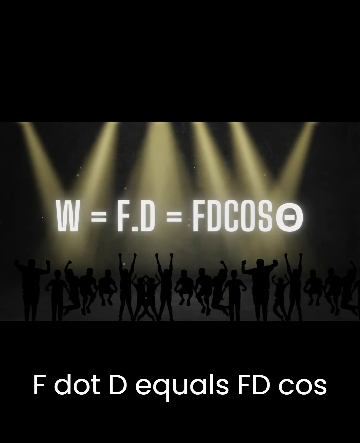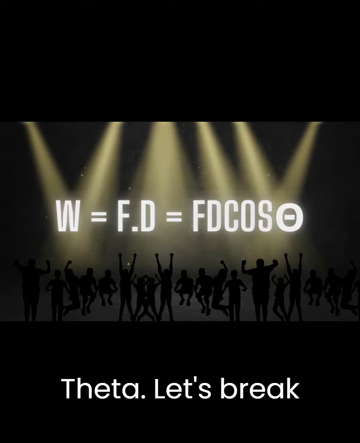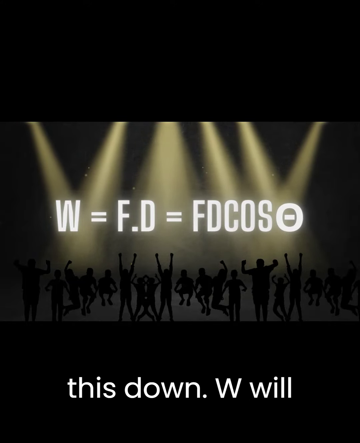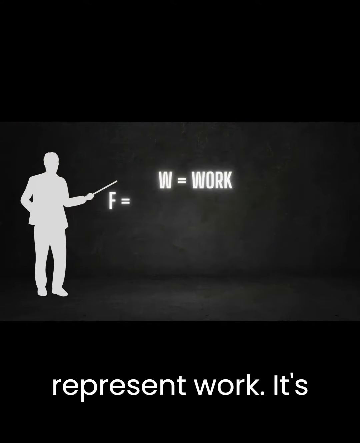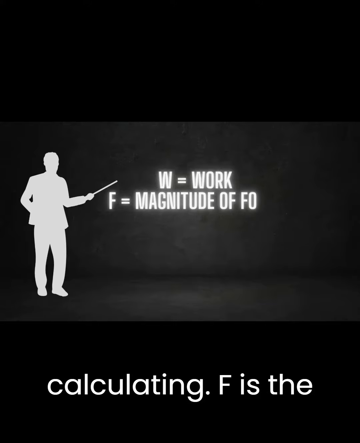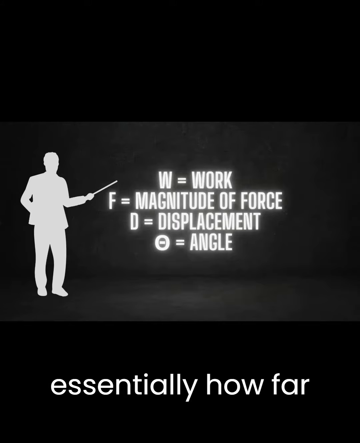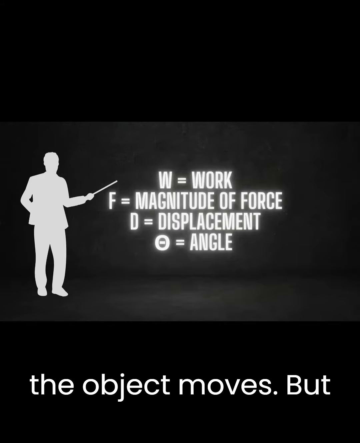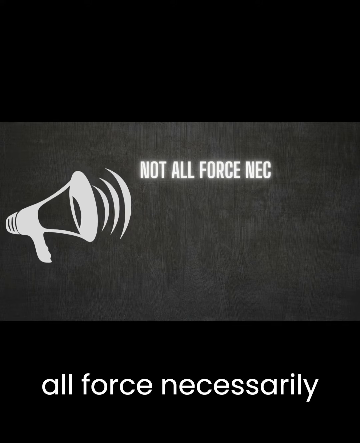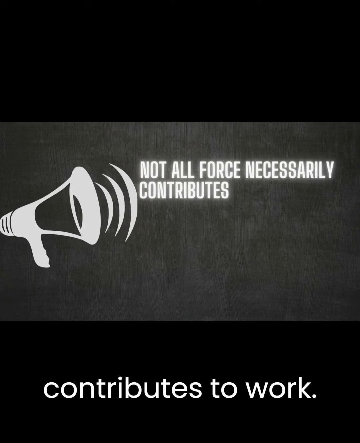W equals F dot D equals Fd cos theta. Let's break this down. W represents work. It's what we are calculating. F is the magnitude of the force applied, and D is the displacement, essentially, how far the object moves. But there's a twist: not all force necessarily contributes to work.